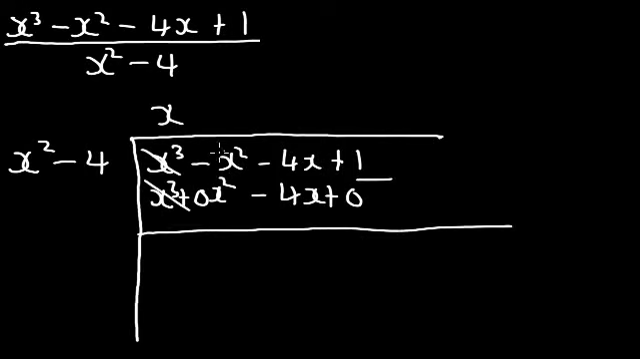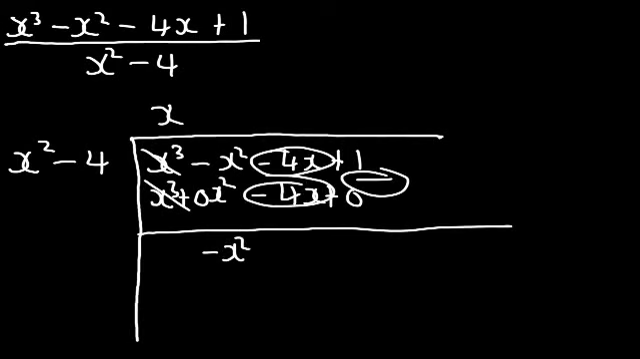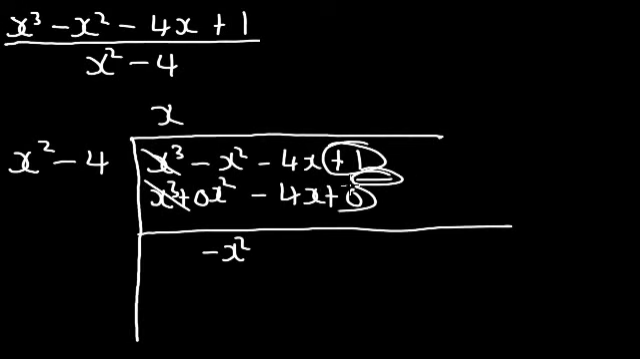X cubed cancels x cubed. Negative x squared minus positive 0x squared, that's indeed negative x squared. Now negative 4x minus negative 4x, that should be 0. Perfect. That's 0, so I'm not writing that because I don't need it anymore. Then positive 1 minus positive 0, that's just positive 1. Perfect.